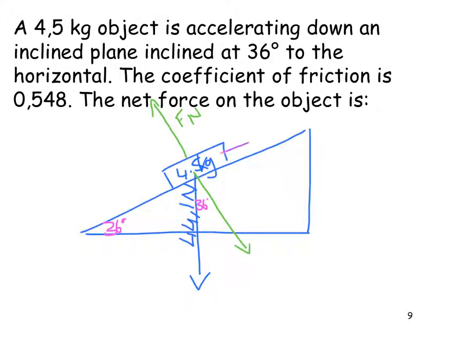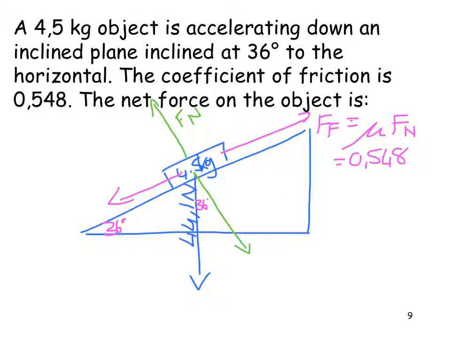And the frictional force, remember, is equal to mu times the normal force. So the coefficient of friction I've got is 0,548. But I don't know the frictional force and I don't know the normal force. What is the net force on this object? I can work out this force over here, which is the component parallel.